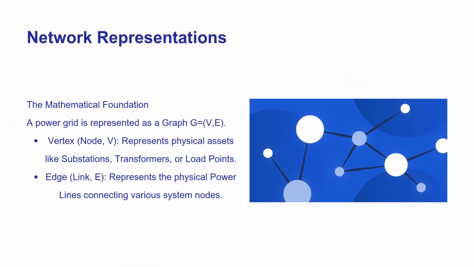Let's see how we model a power grid. We use graph theory to simplify the system. As you can see, a power grid is made of two main parts: nodes. These represent substations, transformers, or the houses that receive power. Edges. These are the physical power lines connecting everything. By using this model, we can easily see how power flows from the source to the users.